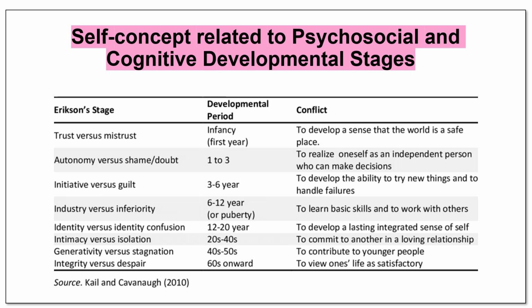So we see that in older adults, self-concept may be challenged by the loss of roles or physical decline. So at the end of the list, we see integrity versus despair in the age of 60 and older. So the developmental challenge, the task, is to view one's life as satisfactory.